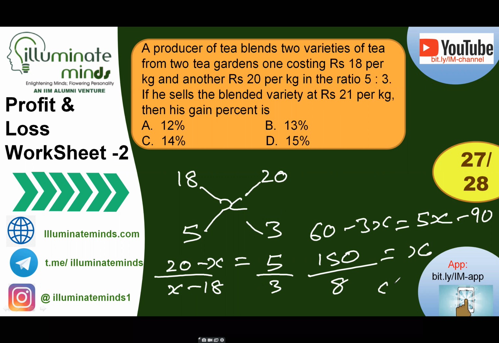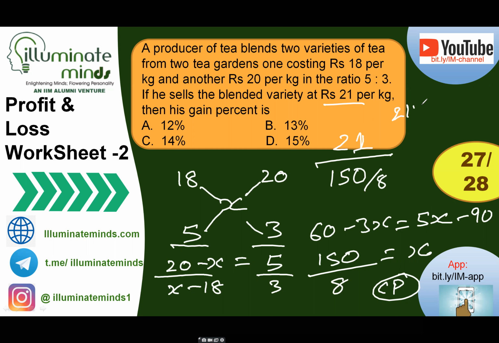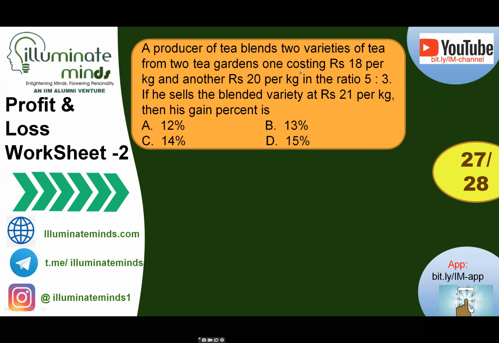And now this is the cost price after mixing. Selling price is 21, so we'll do 21 selling price by cost price 150 by 8, which will become 21 into 8 by 150, right? That will become 56 by 50, 28 by 25. So 28 by 25 will give me 1.12, which reflects the profit percentage is 12. I hope it's okay, guys. So let's do the last question now.